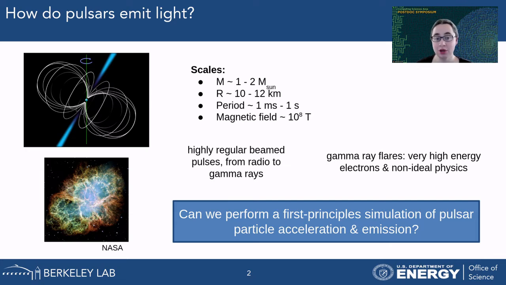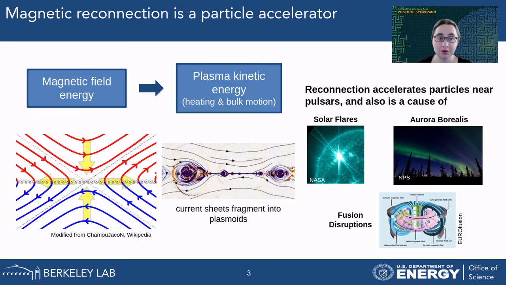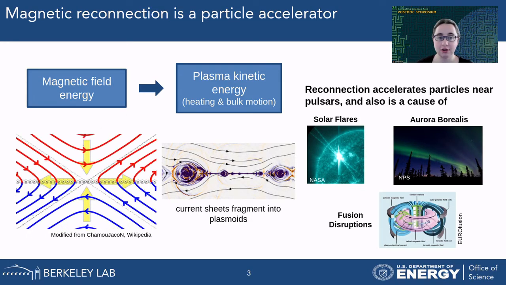Gamma ray emission from nearby pulsars implies the existence of electrons with energies in excess of 100 mega-electron volts, which are not expected from idealized astrophysical particle acceleration theory. So this suggests that there are some non-idealized physical effects at play. So this leads to the question of, can we perform a first principle simulation of pulsar particle acceleration and photon emission? One of the non-ideal processes that's expected to accelerate electrons and positrons is magnetic reconnection.